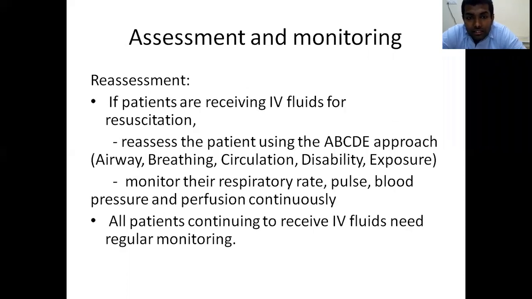How do you reassess? If the patient receives IV fluids for resuscitation, we reassess the patient by using the ABCDE approach. That is, we check for the airway, breathing, circulation, disability, and exposure. We monitor their respiratory rate, pulse, BP, and perfusion continuously. Now, all the patients who receive IV fluids need continuous regular monitoring.